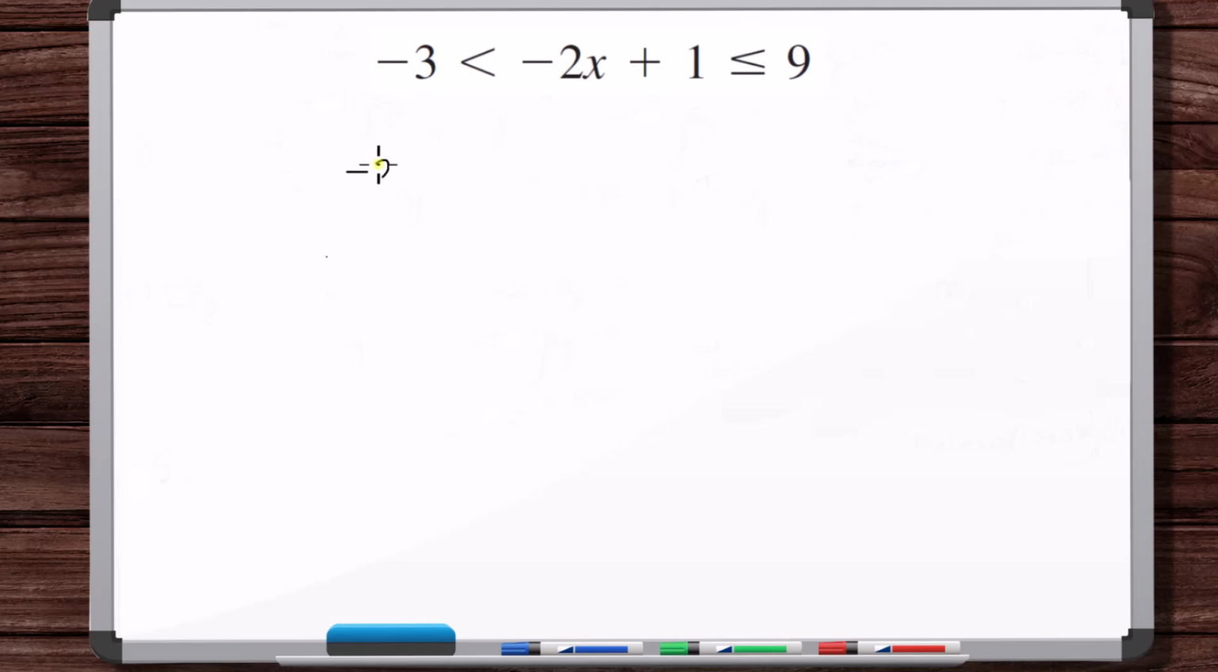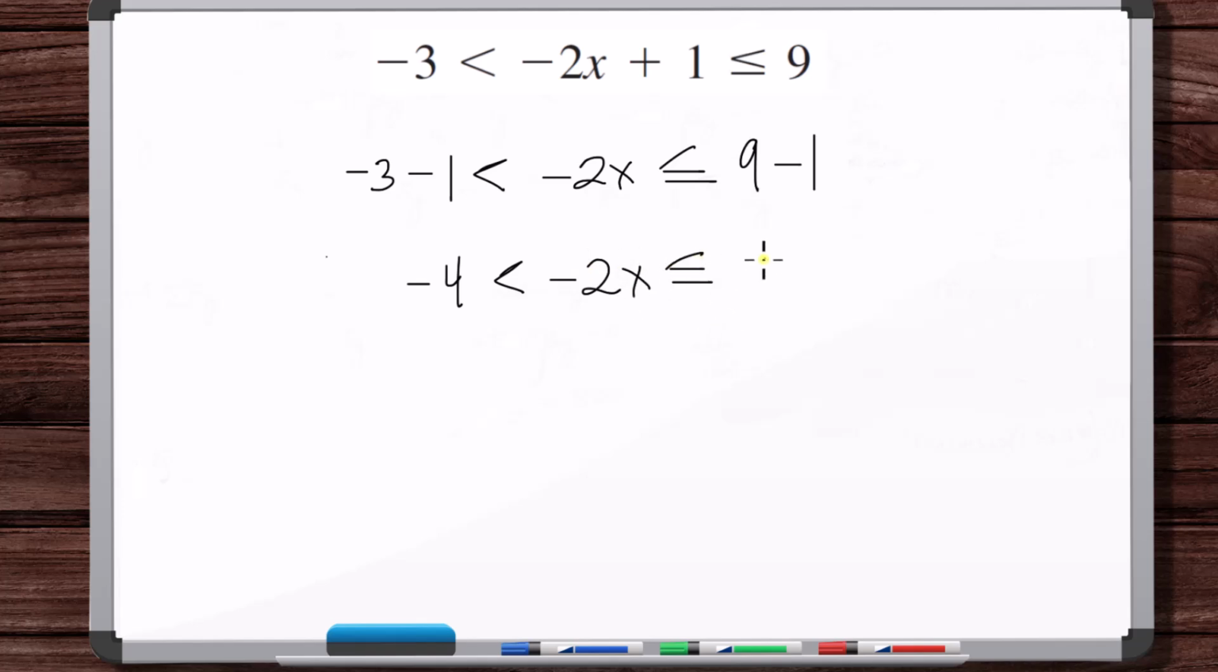So you get minus 3 minus 1. We want to isolate the x in the middle is the idea. Is less than minus 2x is less than or equal to 9 minus 1. So we subtracted 1 from all sides, and that's why the 1 went away here. So we've got, okay, but now we want to isolate the x, so let's divide everything by -2, but since we divided by a negative number, that'd be +2, we need to flip each one of the inequalities.